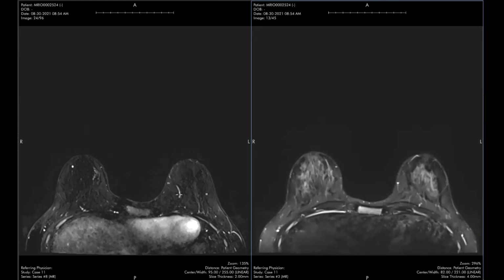But like I mentioned before, this is an evolving topic, and the recommendation to follow an enhancing focus without a T2 correlate is really based on expert opinion. The studies have been back and forth on whether there is truly a less than 2% chance of malignancy. But it's clear that there's at least a very low chance of malignancy for this finding. And a 6-month follow-up is a reasonable recommendation.